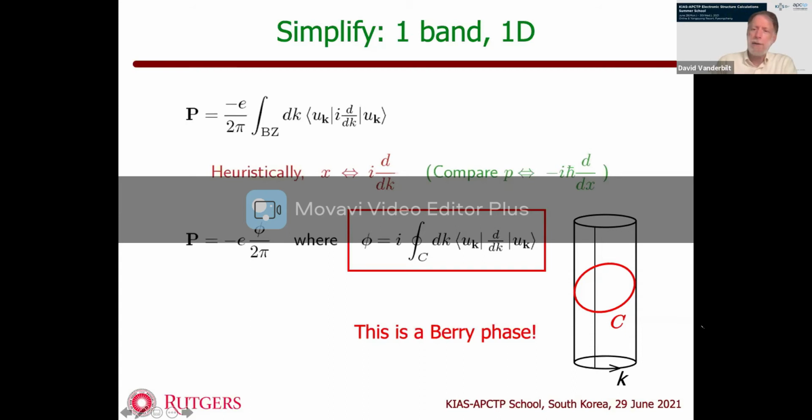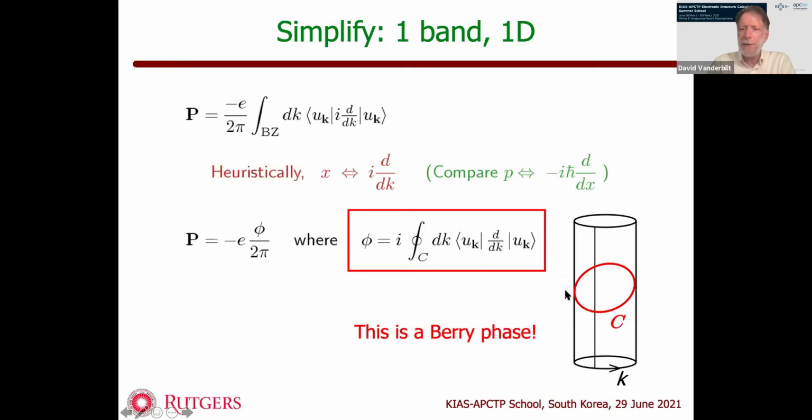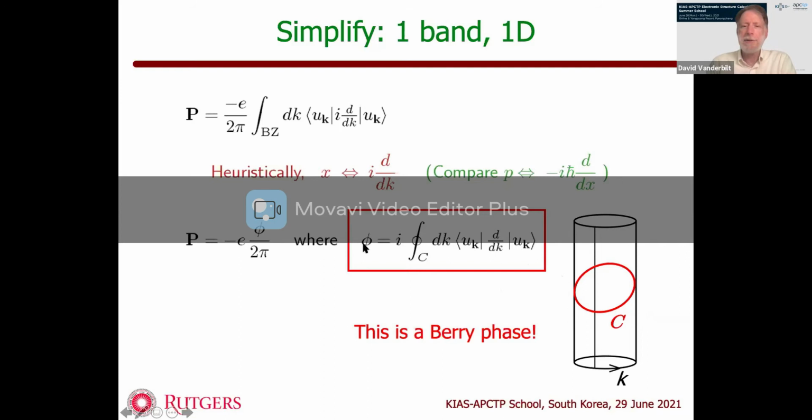But just to complete the thought, what happens is that if I regard the band as a closed loop on the one-dimensional Brillouin zone regarded as a circle, and I do a loop integral of this u_k d/dk u_k object, I get something which is called the Berry phase, and the polarization is just proportional to the Berry phase. Okay, so let me explain what a Berry phase is.